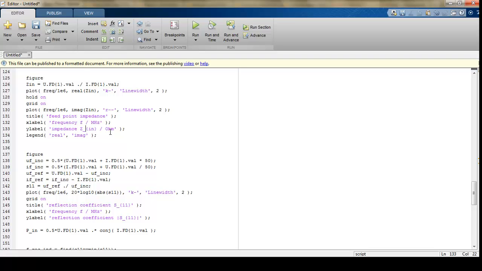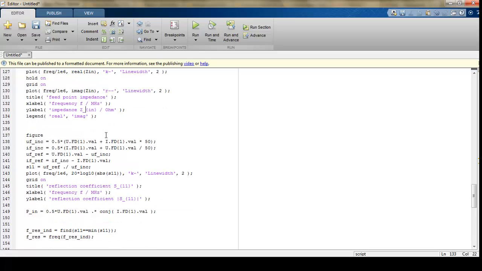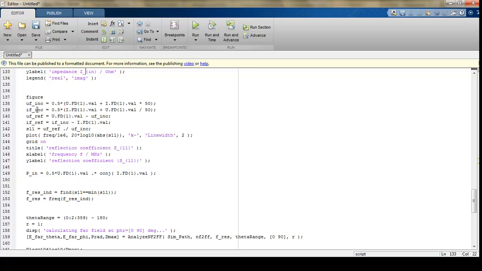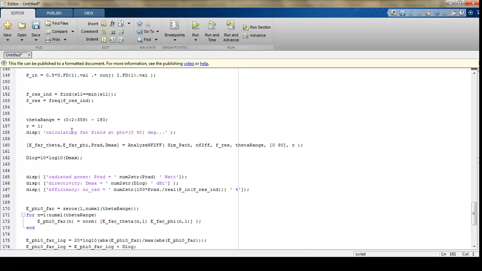Moving on to the S parameter, calculating the reflection coefficient. The reflection coefficient represents the amplitude of the reflected wave relative to that of the incident wave. The variable here, S11, is then assigned the value of the reflection coefficient. We now plot the antenna parameters.